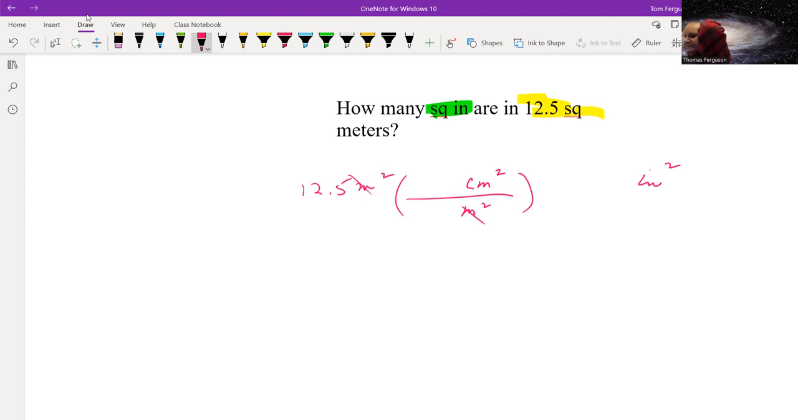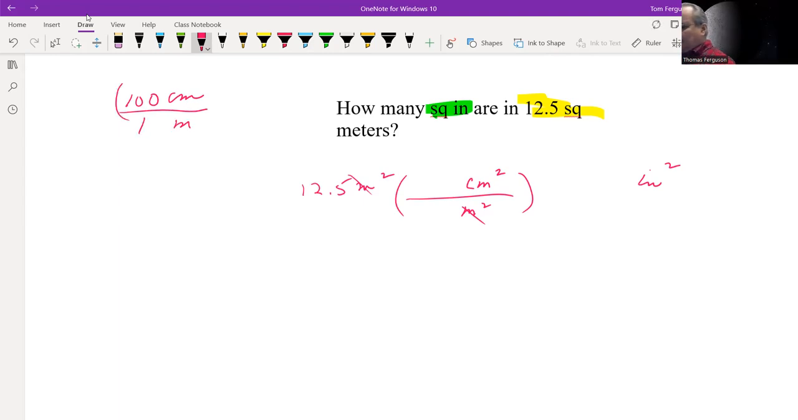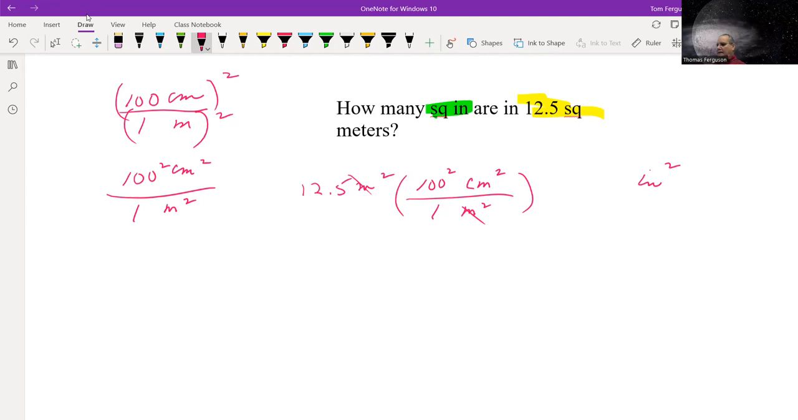Question is, whenever we do this, we're going to be using this property of exponents. So if we square 100 centimeters, we're going to end up with 100 squared square centimeters. 1 squared is what? 1 square meter. Okay, that'll be our conversion factor. And now we're in square centimeters.